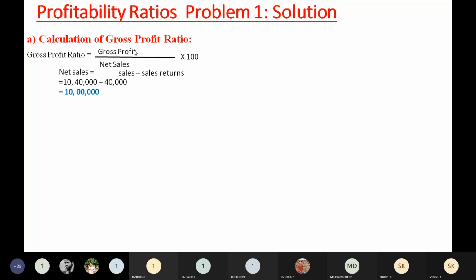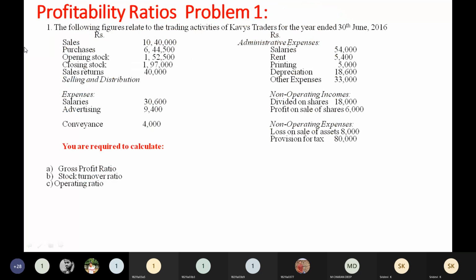So we require gross profit. Check whether gross profit is given in the problem or not. Let me check. If I directly explain to you, you will get confused, so that is the reason I am going to the problem again. So check here whether gross profit is given or not. Not given, no? So we need to calculate it using the information that was given here. Opening stock is given, closing stock is given, purchases are given.